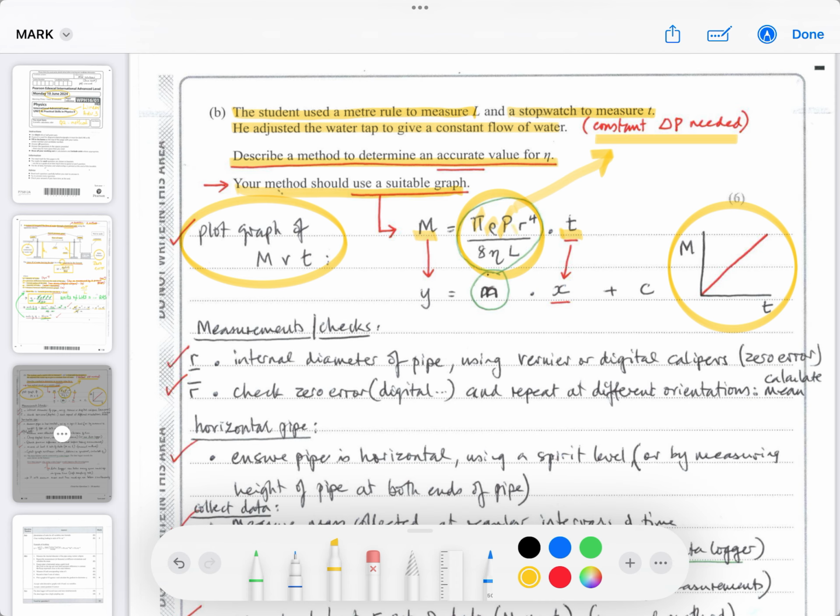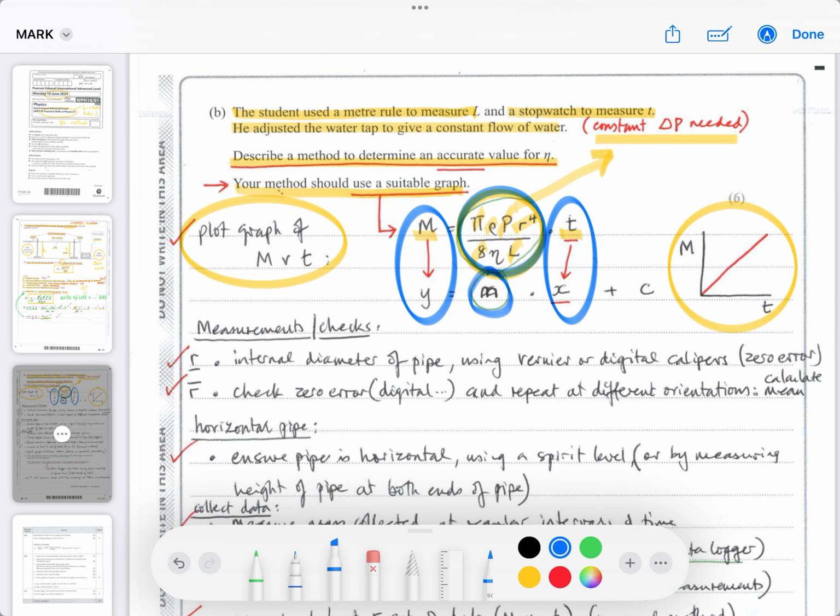We can measure the diameter of the pipe, which obviously isn't going to change during the experiment. 8's a constant. Eta is what we want to determine, which will be a constant because it's for water. And L isn't changing during the experiment. It's the distance between the pressure gauges. So if we put on the y-axis the mass and on the x-axis the t, then the gradient, y equals mx plus c, will be equal to this combination of quantities.